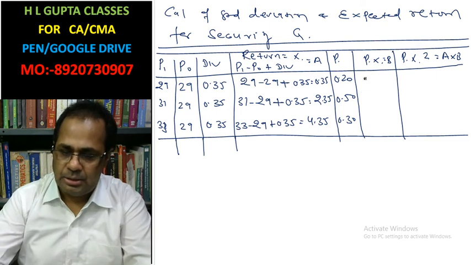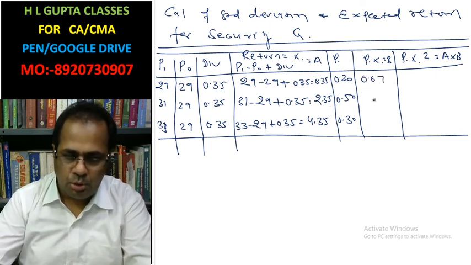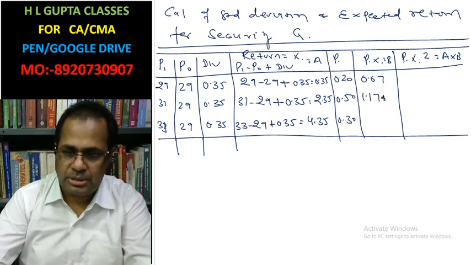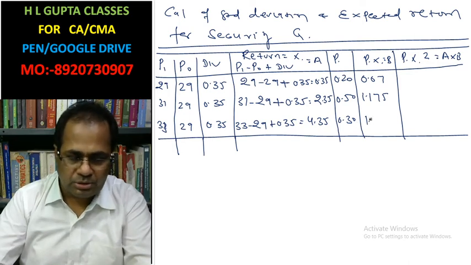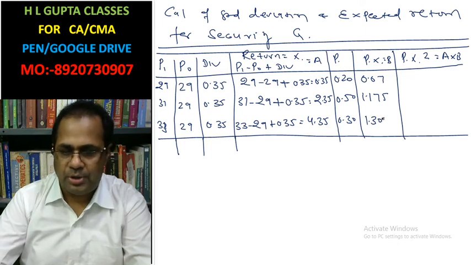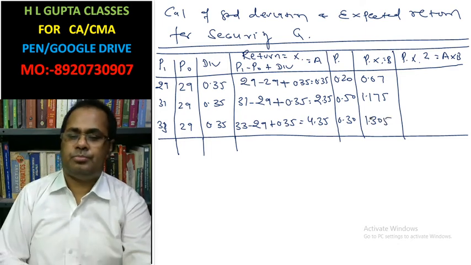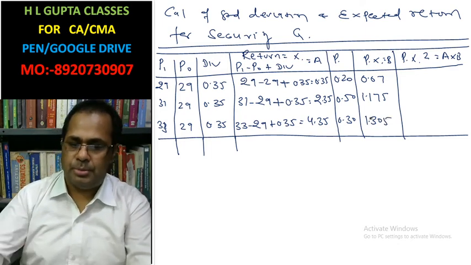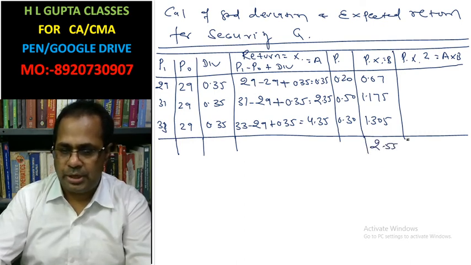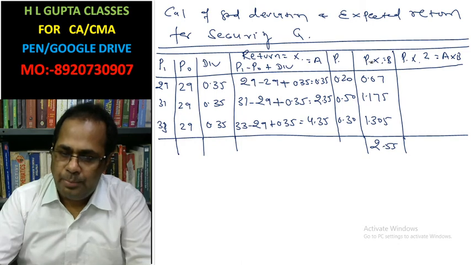After this you will multiply it, PIXI. This is 0.07, 1.175, 1.305. Adding these, this is the 2.55. Okay.